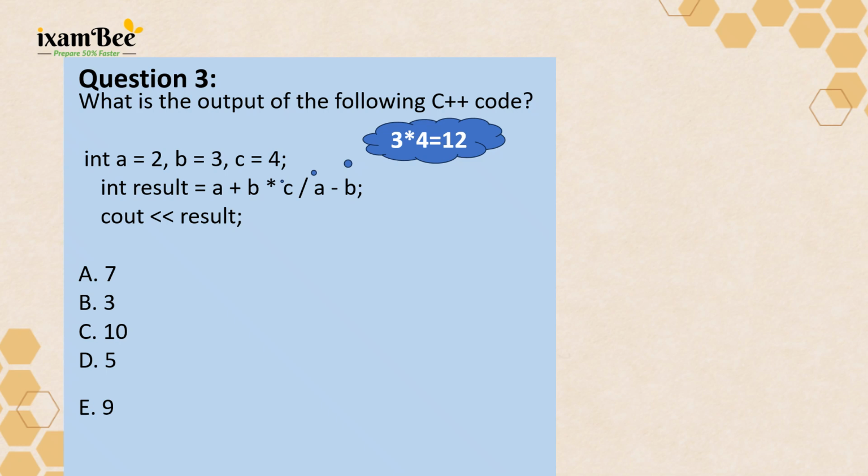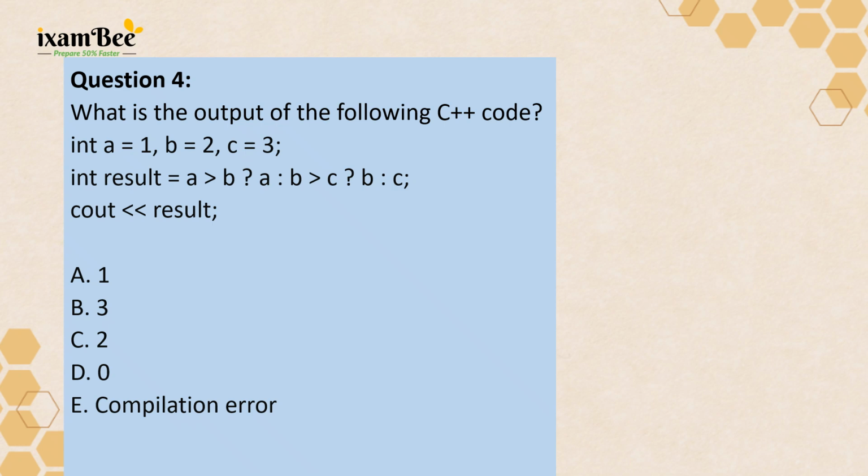Hence 3 times 4 will be evaluated to 12. Next precedence is of the divide operator. So 12 will be divided by 2 and the answer would be 6. The next operator would be plus. So 2 would be added to 6 to get 8 and finally the minus operator. So 8 minus 3 will yield 5. So the result that we are outputting is going to give us the output of 5.